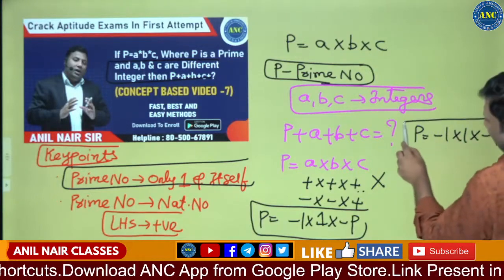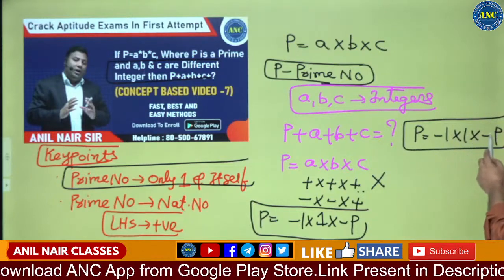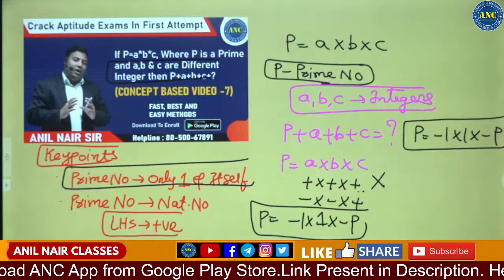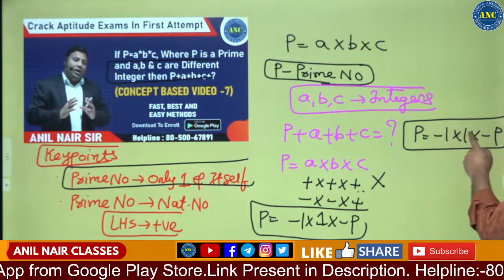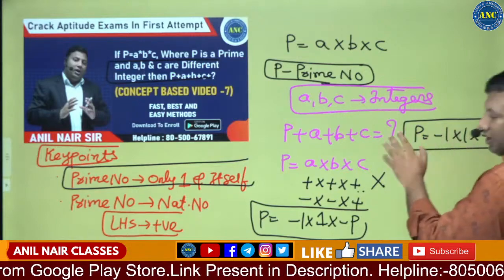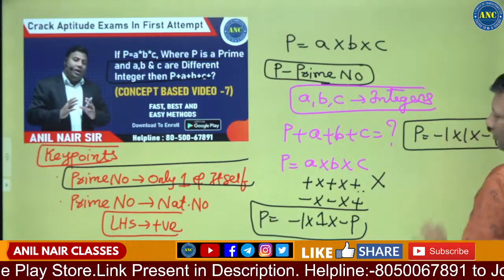You take any prime number, it will satisfy the case. Minus 1 into 1 into minus 2: minus into minus is plus, so 2. 2 is a prime number. Minus 1 into 1 into minus 3: 3 is a prime number. So if P is 7, minus 1 into 1 into minus 7.